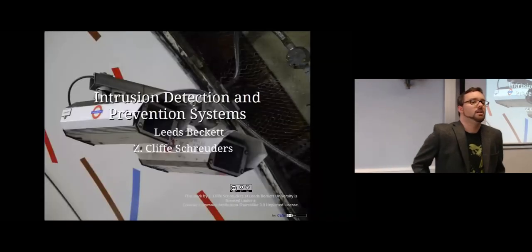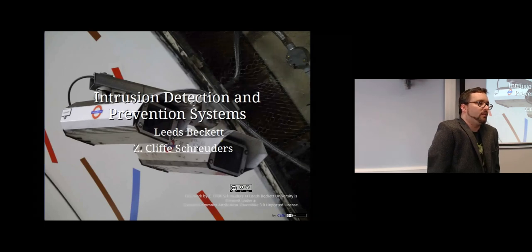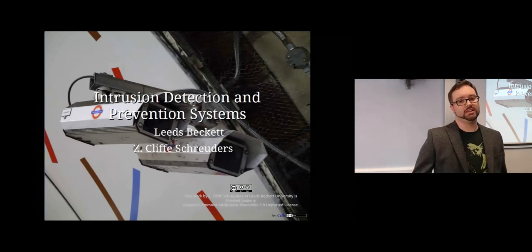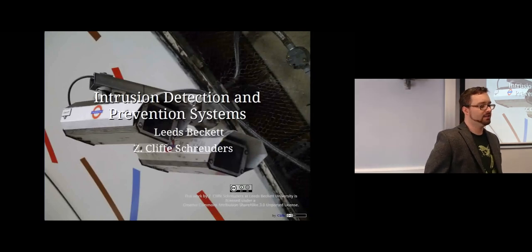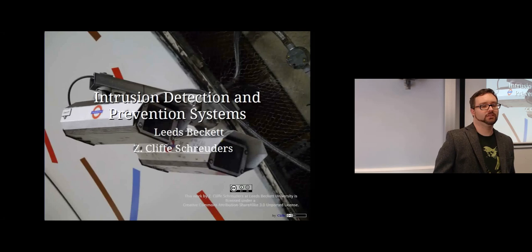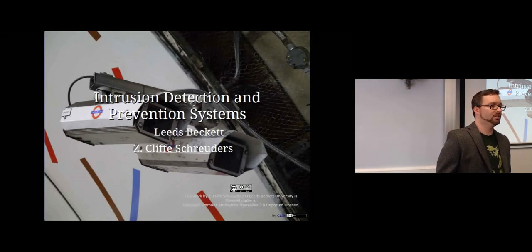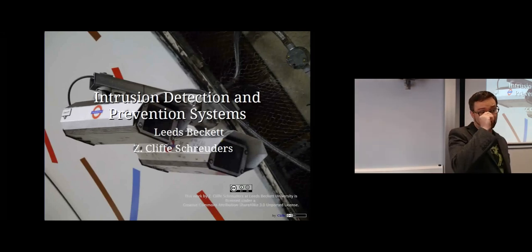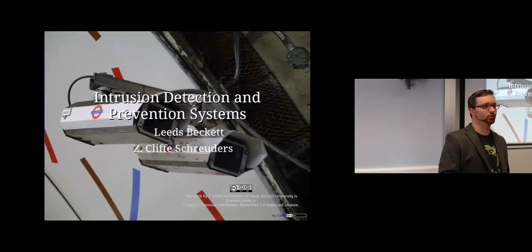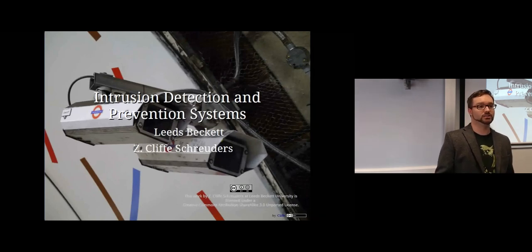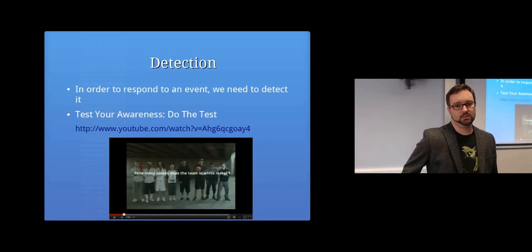Okay, so what we're going to talk about now is intrusion detection and prevention systems. So essentially ways that you can automatically detect attacks that are happening on a network. So essentially you have software that will monitor traffic on a network or on a computer and try and identify whether it looks like something malicious is taking place.